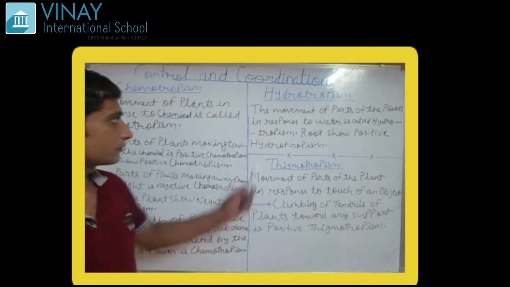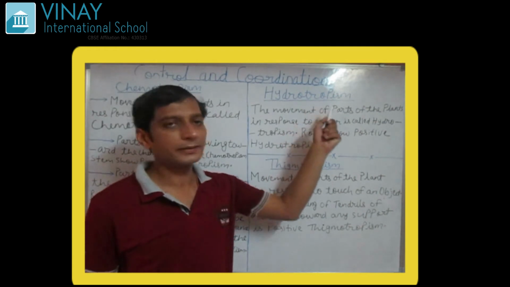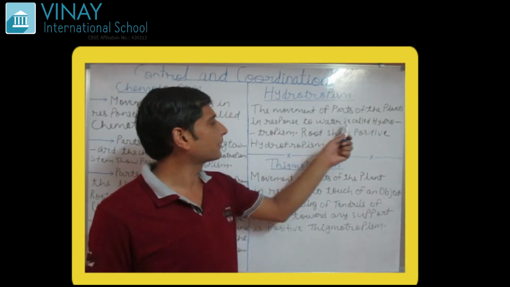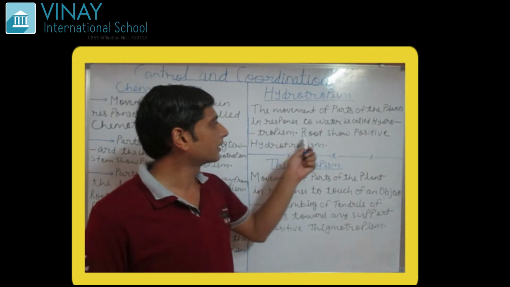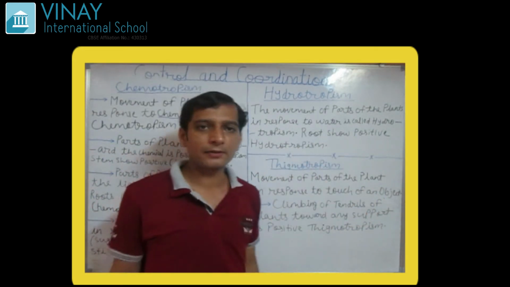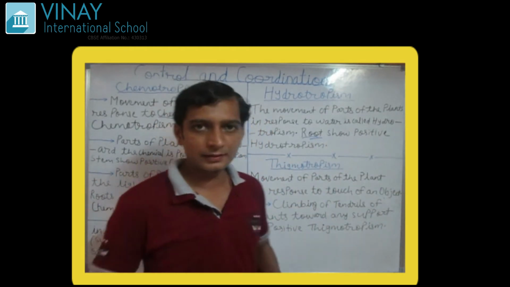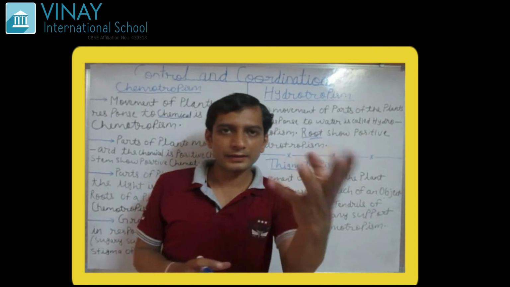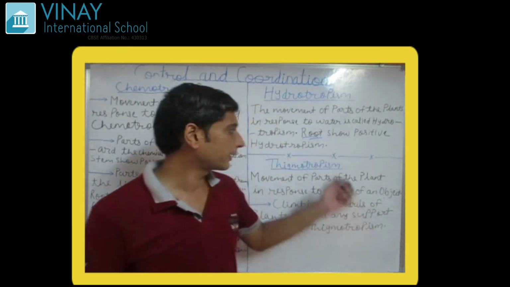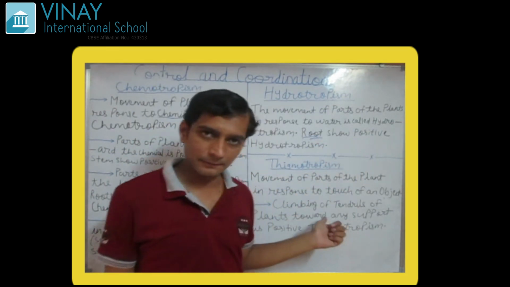Moving ahead, hydrotropism. Of course, the word hydro means water, anything related to water. So the movement of a part of the plant in response to water is hydrotropism. Roots show positive hydrotropism. Of course, the root is the part which always takes water from the soil. So that's why roots show positive hydrotropism.